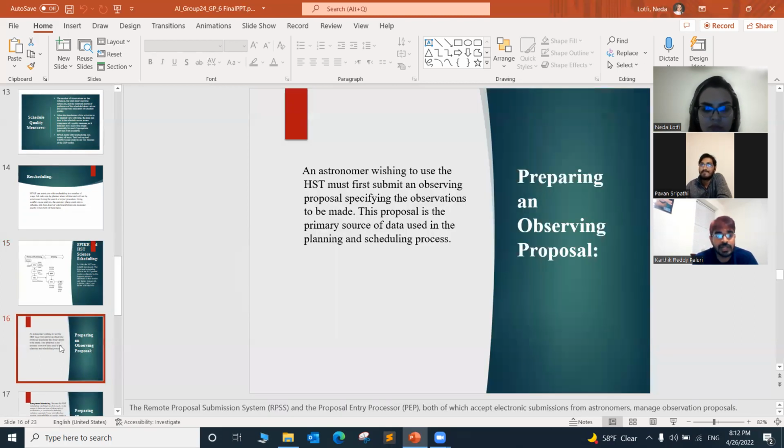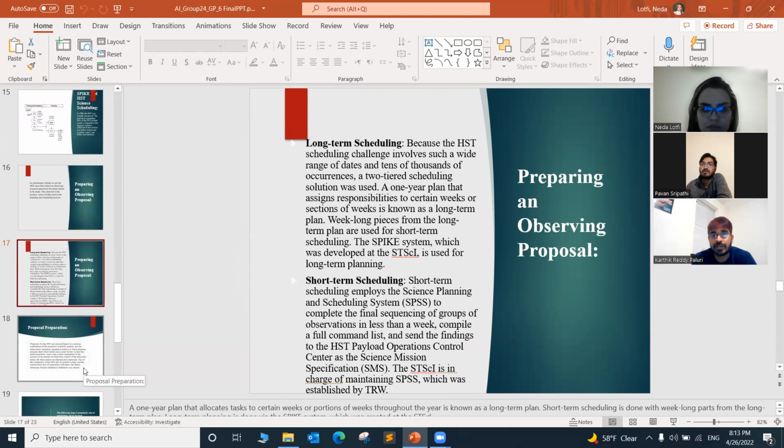Moving to the next slide, preparing an observing proposal. An astronomer wishing to use the HST must first submit an observing proposal describing the observations to be made. This proposal is the primary source of data used in the planning and scheduling process.